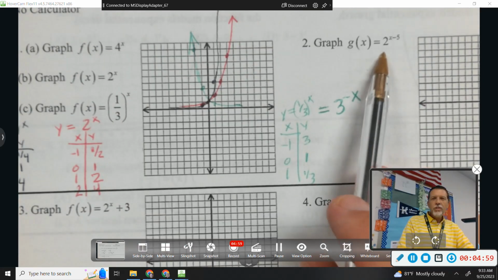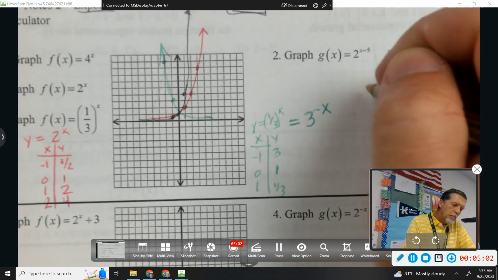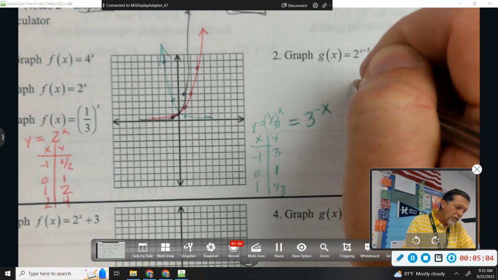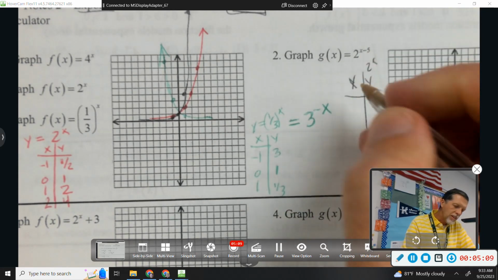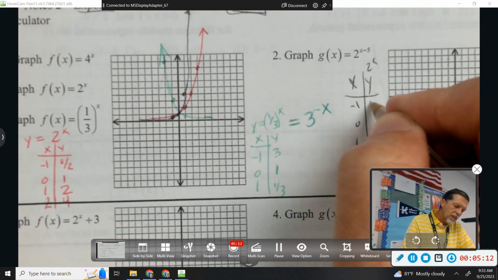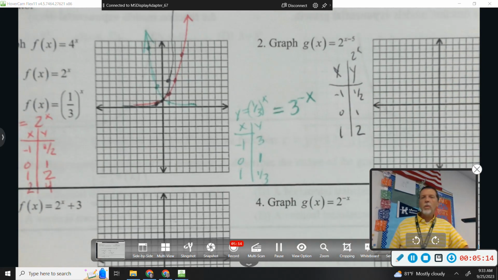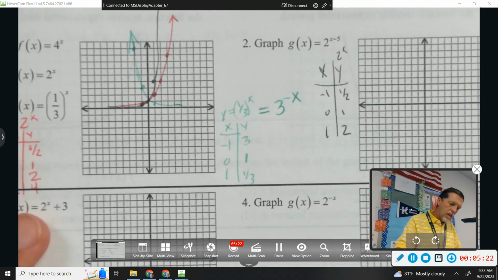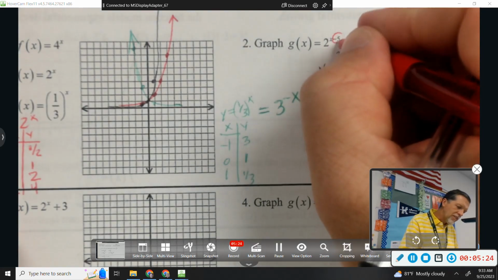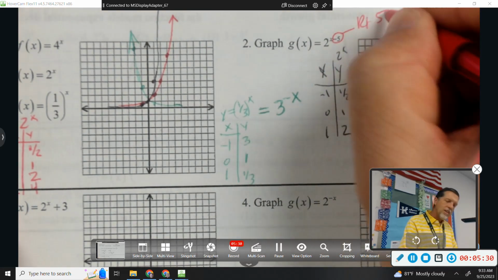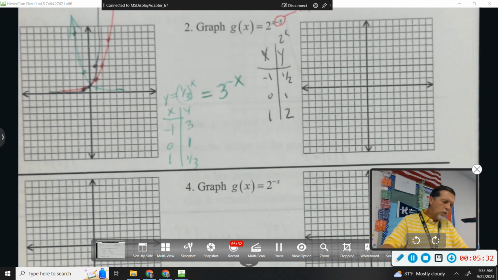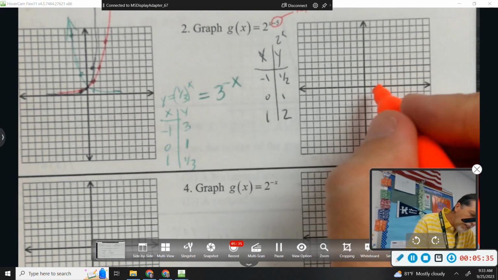2 to the x minus 5. Rather than actually do 2 to the x minus 5, I'm going to get my key points from 2 to the x, because it's easier. All right, because it's always 2 to the negative 1 is a half, 2 to the 0 is 1, 2 to the first is 2. But what's that minus 5 do to the graph? Yep, right 5. So it's like my new origin, if you want to phrase it that way, is right 5.